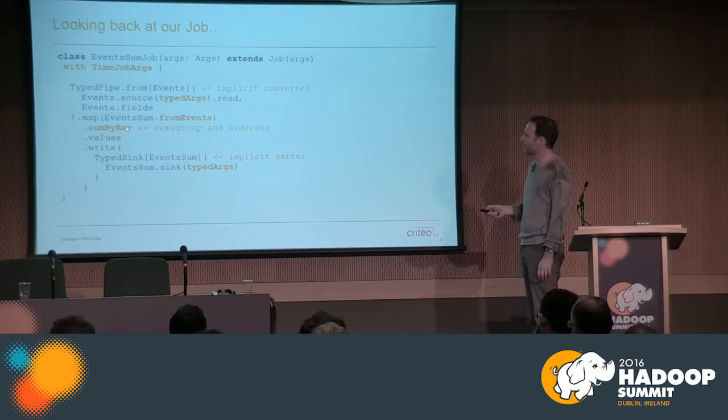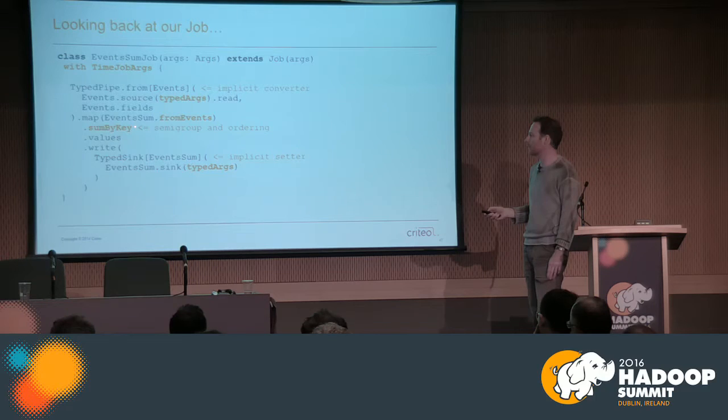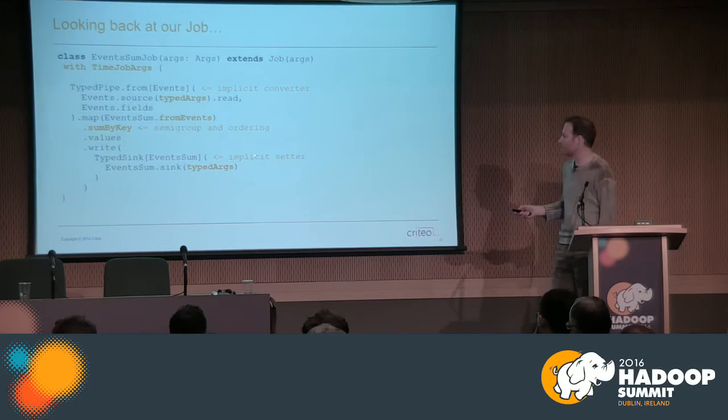This is also done implicitly. If you look at the signature of this function, it requires a semigroup and an ordering implicitly. Again, that's available to us because in the EventSum companion object, we declared that implicit. Likewise, finally here, we have the implicit setter. We're doing exactly the same sort of resolution.